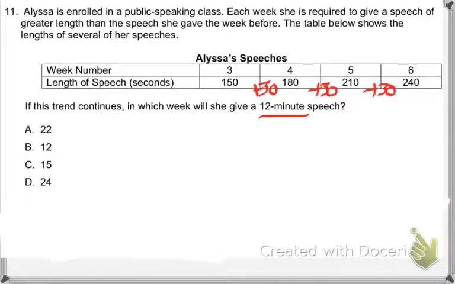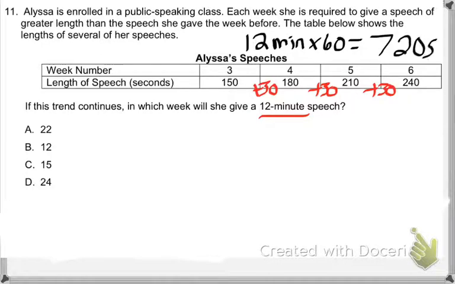Well, some of you might be thinking, this is minutes, and this is in seconds. So let's do a quick conversion. 12 minutes times 60 seconds in a minute, well, that's 720 seconds. So we're looking to see, when will her speech be 720 seconds? Some of you might be tempted to use a proportion to solve this because you're like, oh, 3 over 150 equals blank over 720.